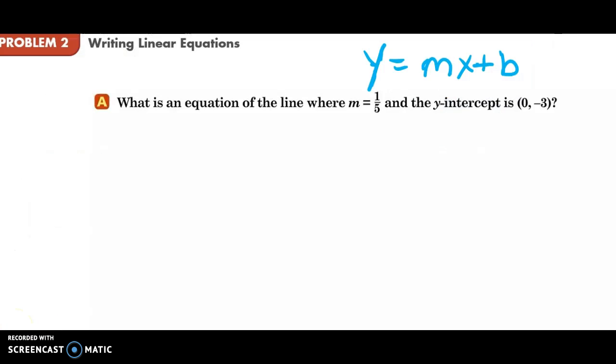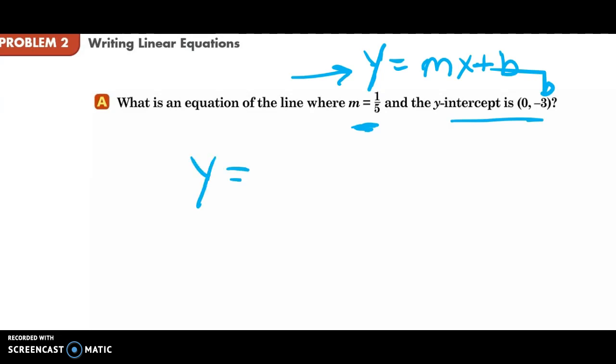Let's try problem 2 together. In problem 2, we will be writing linear equations in the slope-intercept form. Copy this equation into your notes. In part A, they give us m, the slope, and then they give us the y-intercept of negative 3. They give us the m, and again the y-intercept represents the b letter. So now let's plug the two numbers in.